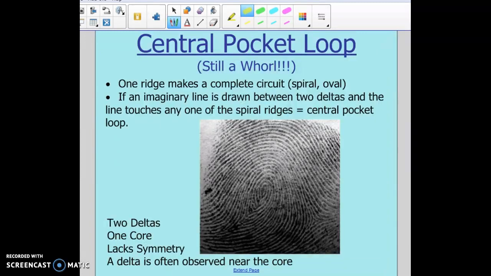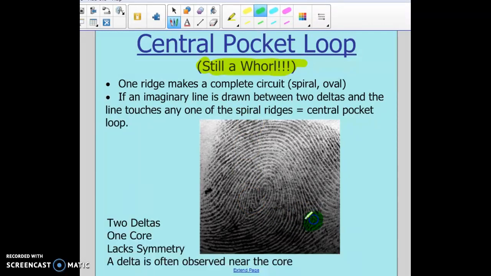The second type of whorl is a central pocket loop. Do not be fooled by the name. A central pocket loop is still a whorl, so make sure that you highlight that in your notes. A central pocket loop is still a whorl. I don't know why they named it that, but that's what it is. Central pocket loops still have a complete circuit and two deltas, but one of the deltas is usually really close to the core, and the other one is further away. So sometimes people accidentally mistake these for loops when they are in fact whorls.